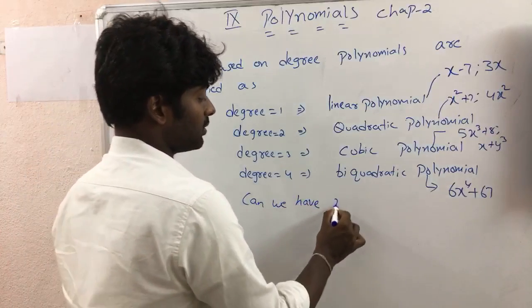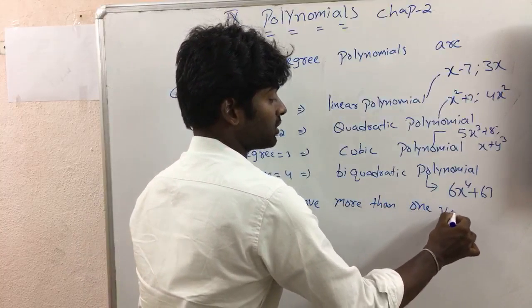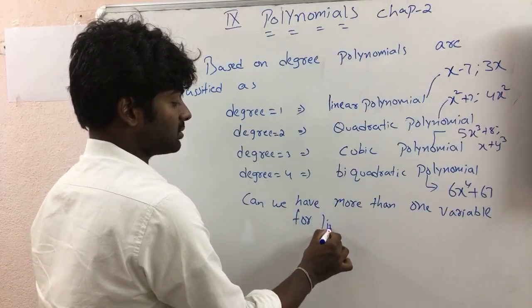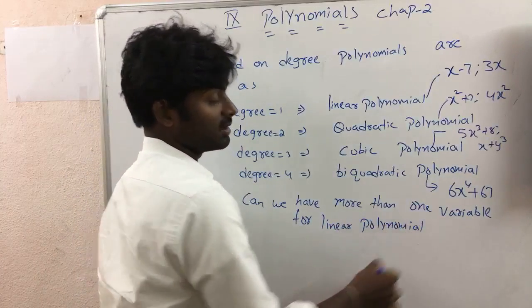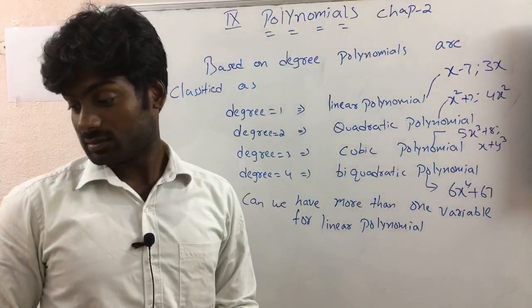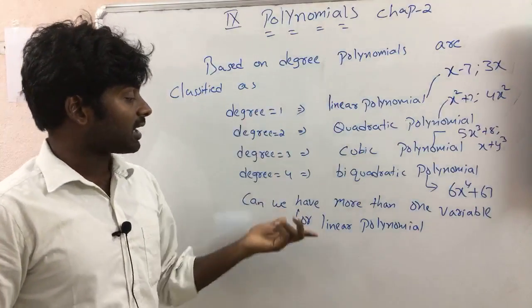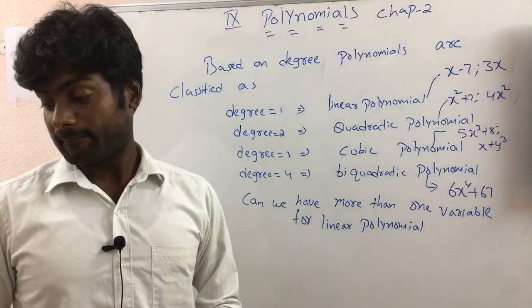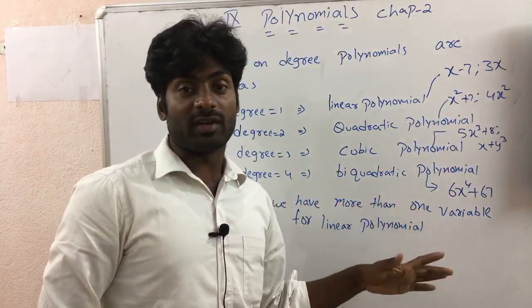Now, can we have more than one variable for a linear polynomial? Say yes or no. Linear polynomials should have degree 1. Can we have more than one variable for a linear polynomial? Yes, we may have more than one variable. You can take 2 variables, 3 variables, 5 variables, but the degree should be 1.